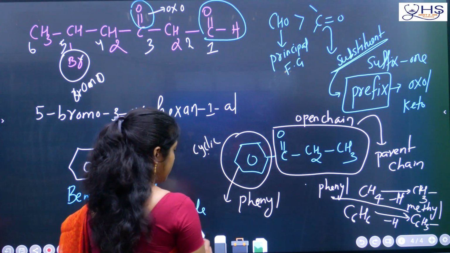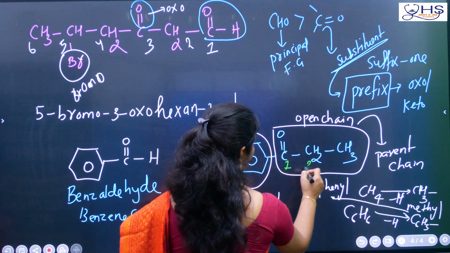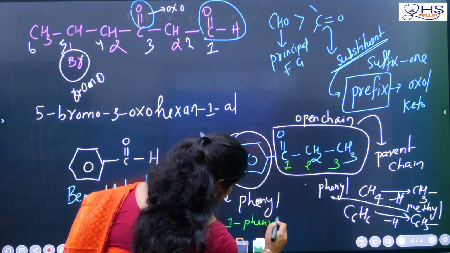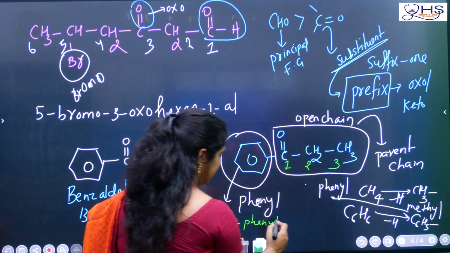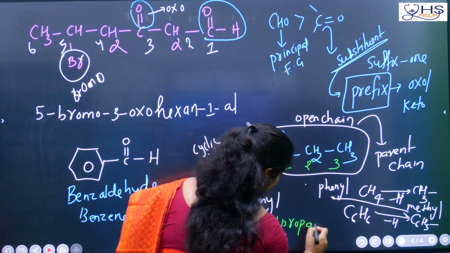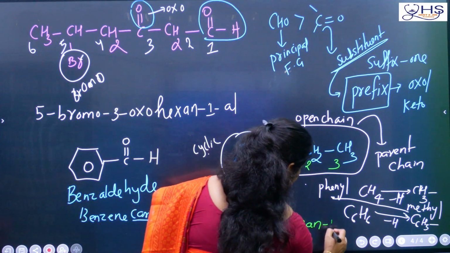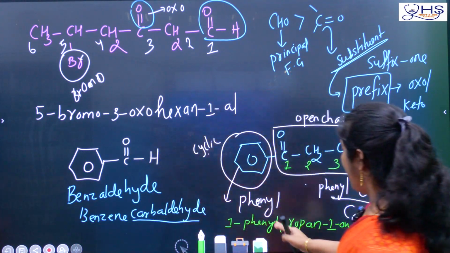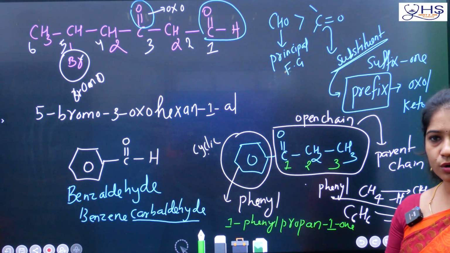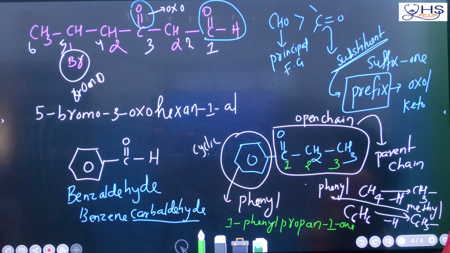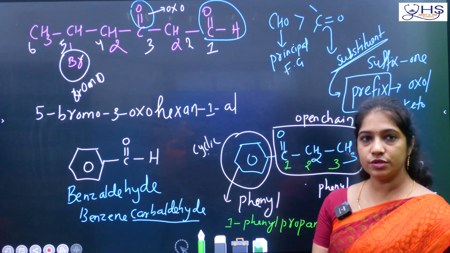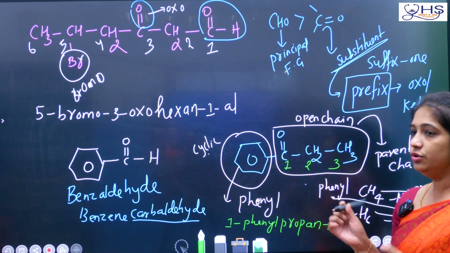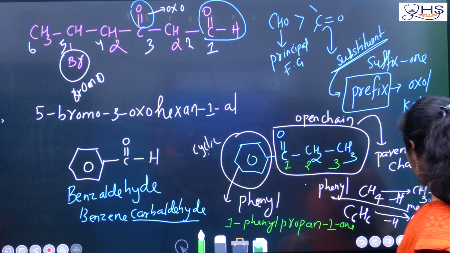Now number the chain: 1, 2, 3. On the first position you have phenyl, so 1-phenyl. How many carbons? Three carbons, prop, all single bonds. And on the first position you have the functional group, 1-one. So 1-phenylpropan-1-one is the name for this compound. In your exam, in 1 mark board exam questions, vice versa also they can ask you: by giving the name, they can ask you for the structure.